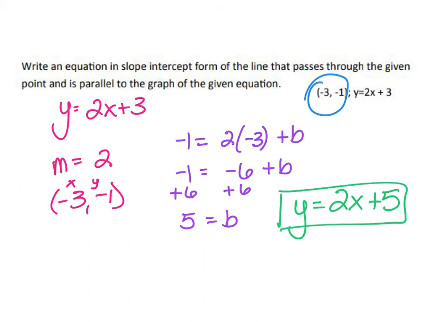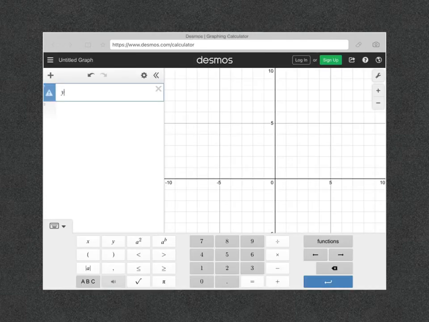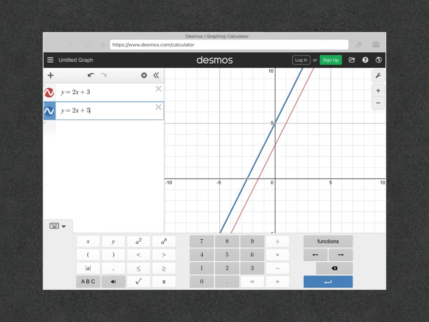So these two should be parallel to one another. Let's check. So it's y equals 2x plus 3, I have Desmos here. So here we go. y equals 2x plus 3. There's our first one. y equals 2x plus 5. There you go. You can see the two lines are graphed. They are both parallel. They are the same distance from each other all the way down and all the way up. So we have a pair of parallel lines with a slope of 2 and different y-intercepts.